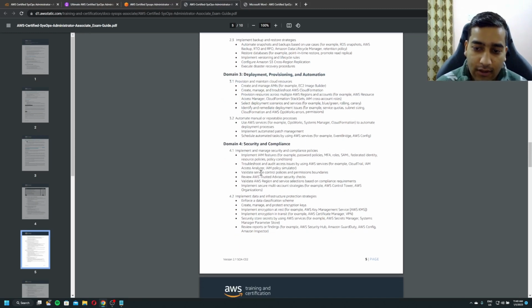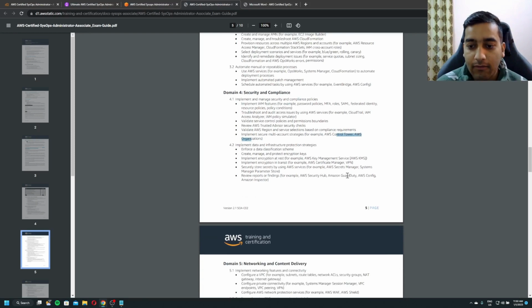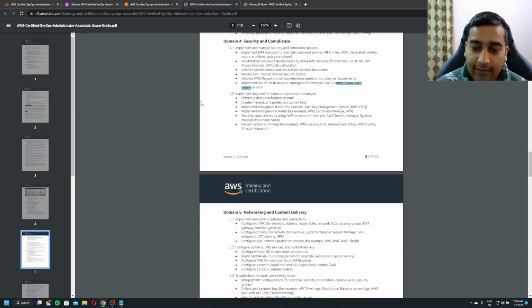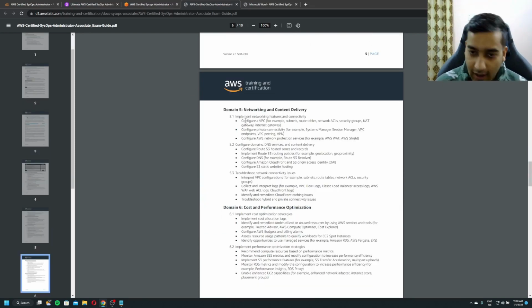Then if you go to security, IAM almost features in all of the AWS exams. So IAM is one of the most important services which you need to know if you're working in an AWS environment. Then Trusted Advisor is there. Then we have Control Tower and Organizations as well. Apart from that, we have KMS, we have GuardDuty, Security Hub, Config, Inspector, all these services inside the security umbrella or security domain. Then in networking, again, VPC is one of the services like IAM.